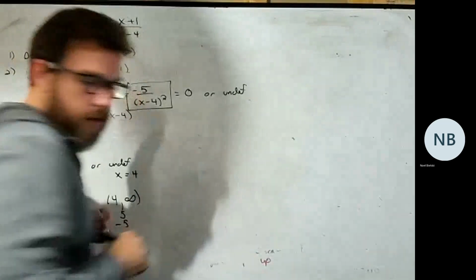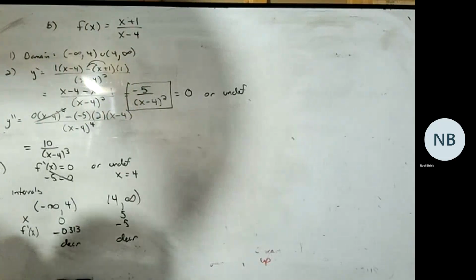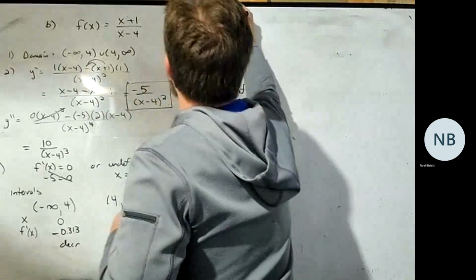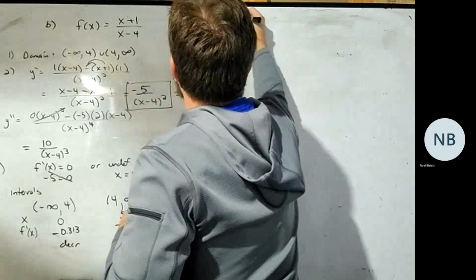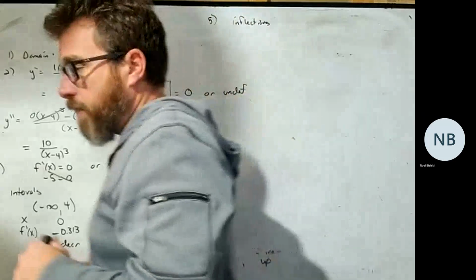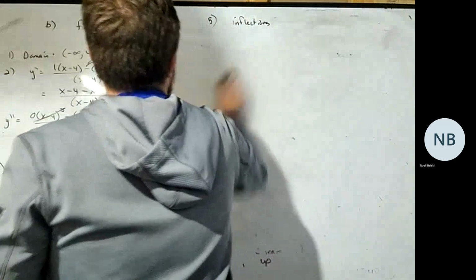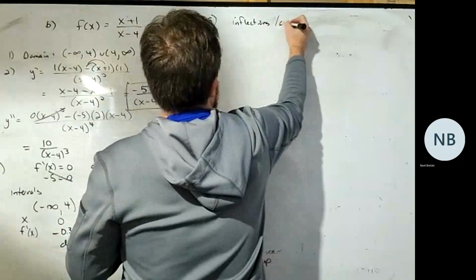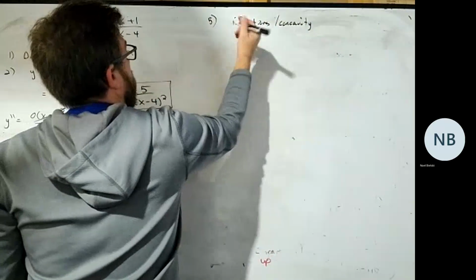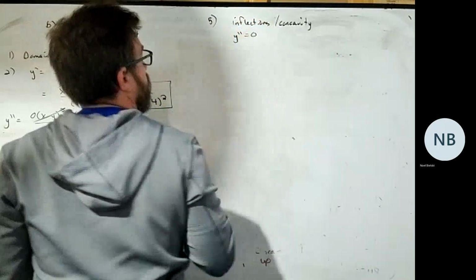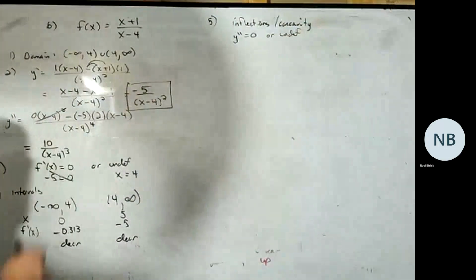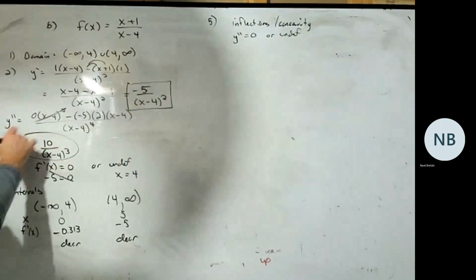So when we do number 5, which is going to be the inflection points, we'll also have to cut the intervals for concavity as well. So inflection points and concavity. The inflection points happen when the second derivative is equal to 0 or undefined. So we'd be looking at the second derivative, which is going to be this one.